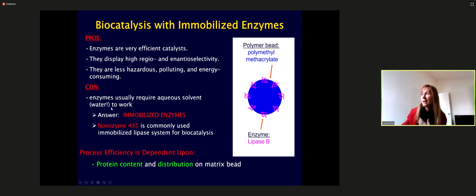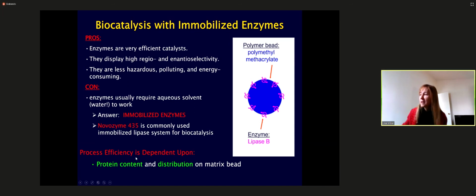But the problem with enzymes is that they require water to work. So you can't throw an enzyme into toluene and expect it to do its job, because it's just going to denature and fall apart. One of the answers to that is to use something called immobilized enzymes. One of them on the market right now, which is commonly used, is called Novozyme 435. It's an immobilized lipase. So this is an enzyme that is immobilized on a polymethyl methacrylate bead. What you can do is throw this bead with the enzyme into, for example, organic solvents, and you can get it to do its job.